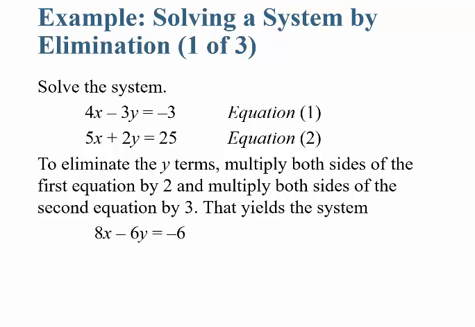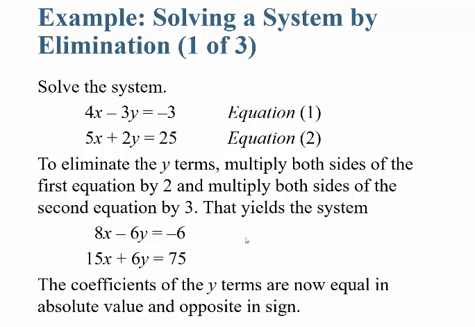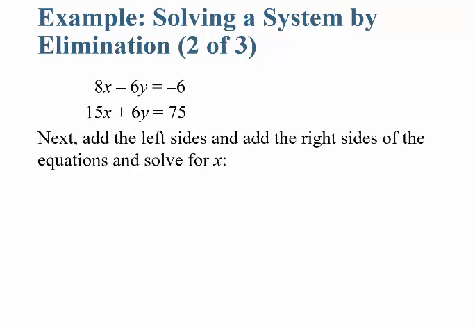When you do that, 2 times all of this, you get 8x minus 6y is equal to minus 6. Multiply all of this by 3, you get 15x, and 2y times 3 gets 6y. Now look what happens, is equal to 75. So the coefficients of the y term are now equal in absolute value and opposite in signs. Awesome. So what I want to do now is just add down.